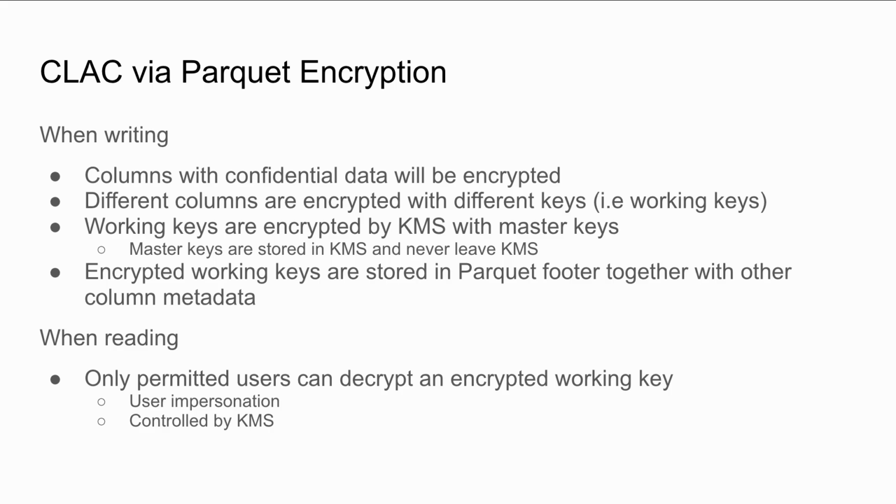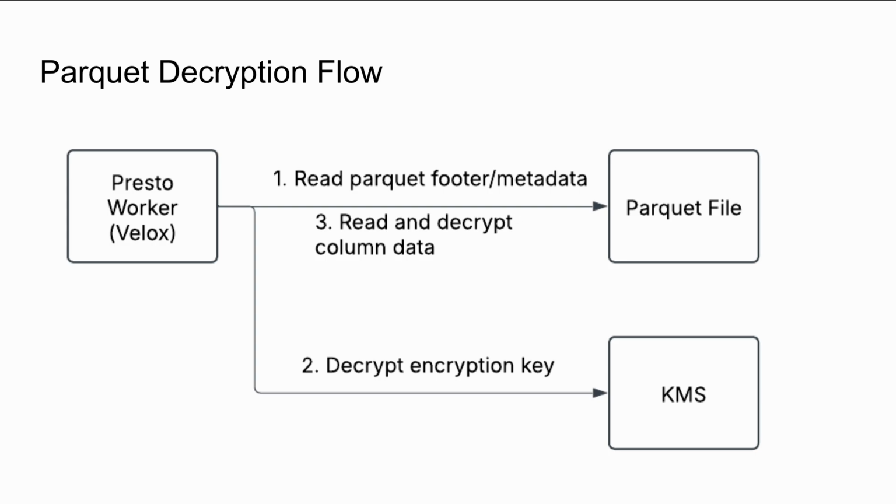When we're reading an encrypted packet file, we will send a request to the KMS to decrypt the working key. We also send the user's information, like a query owner's information, so that the KMS can decide whether this user has permission to decrypt the key. So the CRC is controlled by the KMS. So this is a simple flow of the decryption.